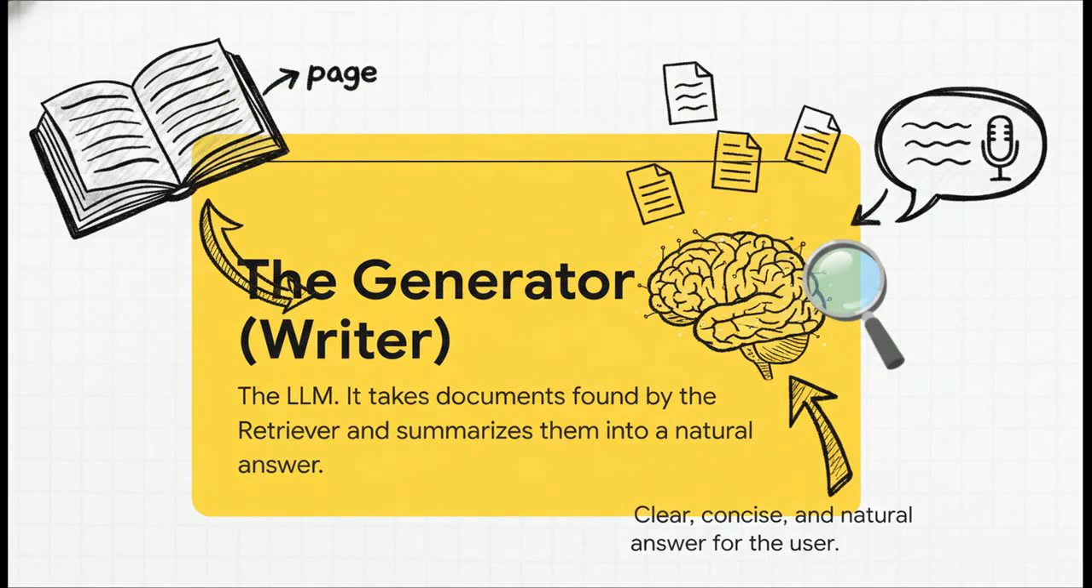Okay, so once our librarian finds the right page, it hands it off to the generator. This is our writer. And the generator, well, that's the large language model you already know. But it has very strict instructions. Read only what I've given you and build your answer from that. Nothing else. It is completely boxed in by the facts it was just handed. And that's the secret sauce. That's how we stop the hallucinations.